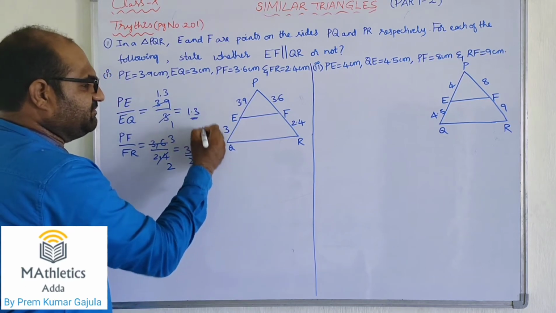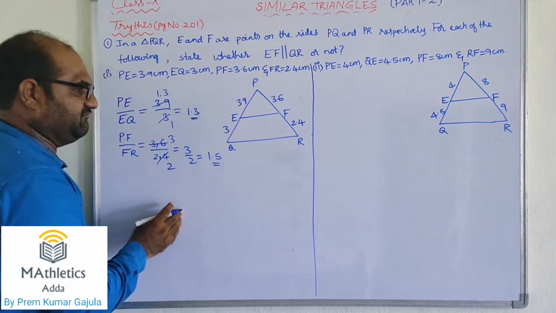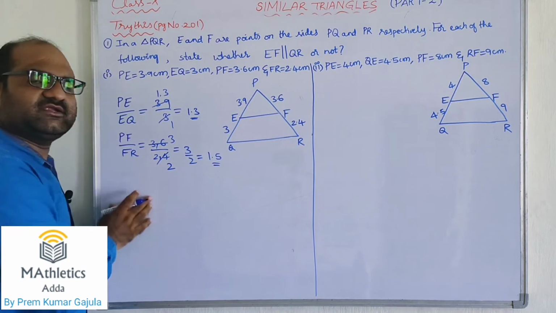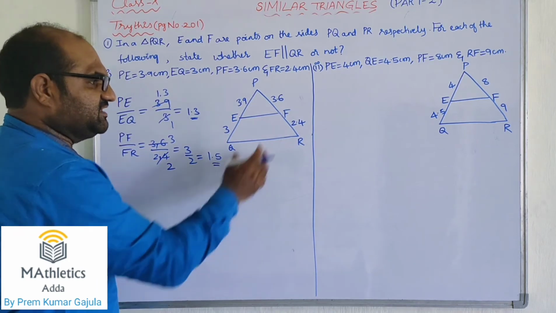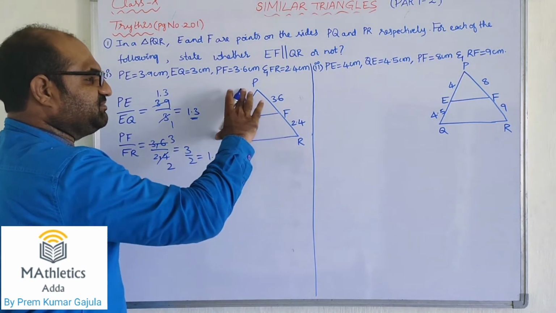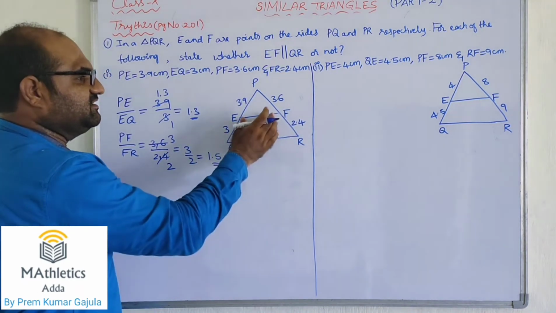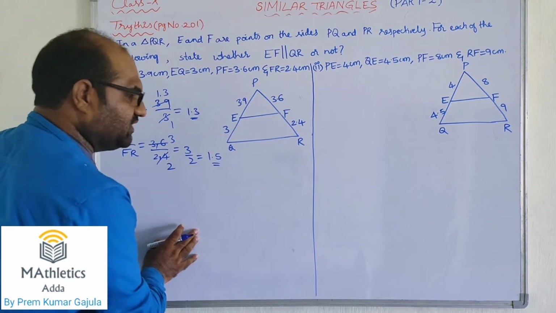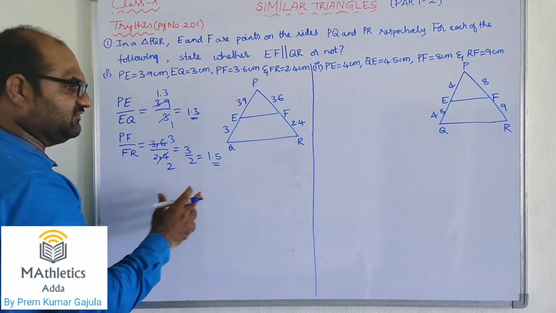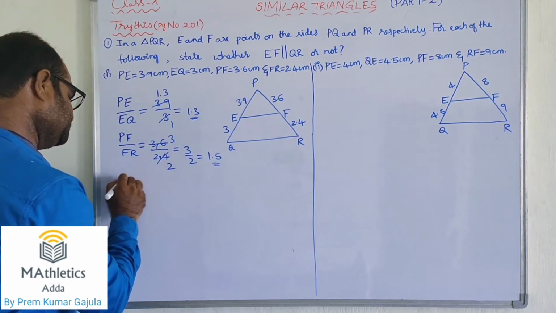So here we have got 1.3 and here we have got 1.5. So we can say that these two are not equal ratios. So that means this EF is not dividing this PQ side and PR side in the same ratio. So we can say that this EF is not parallel to QR by using the converse of the basic proportionality theorem.